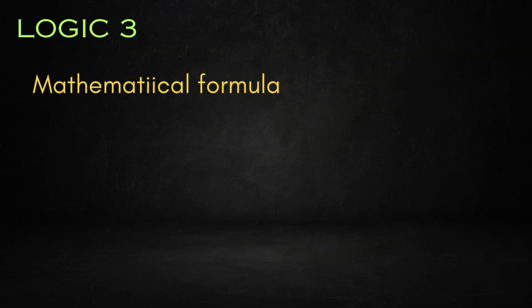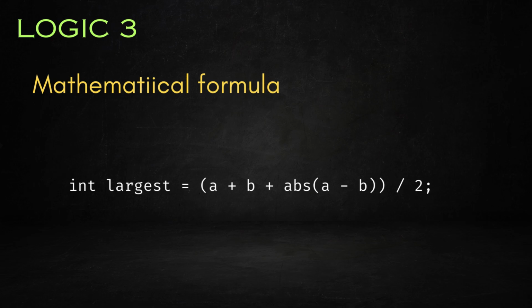Now, let's use mathematical logic. The largest of two numbers can be found using this formula. int largest = (A + B + abs(A - B)) / 2. Why does this work? The absolute difference always adds the larger value. This method improves mathematical thinking.